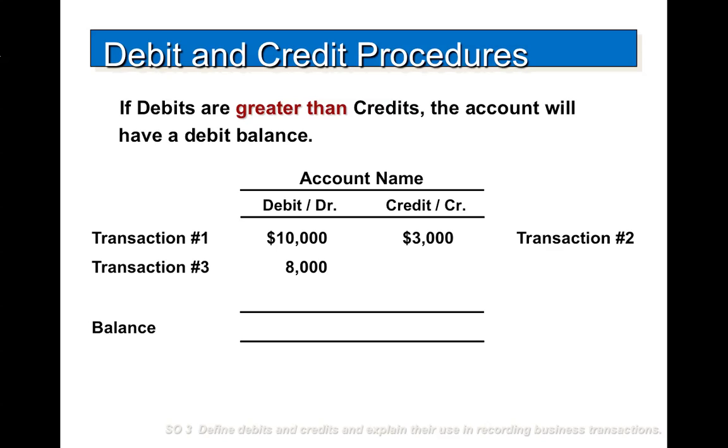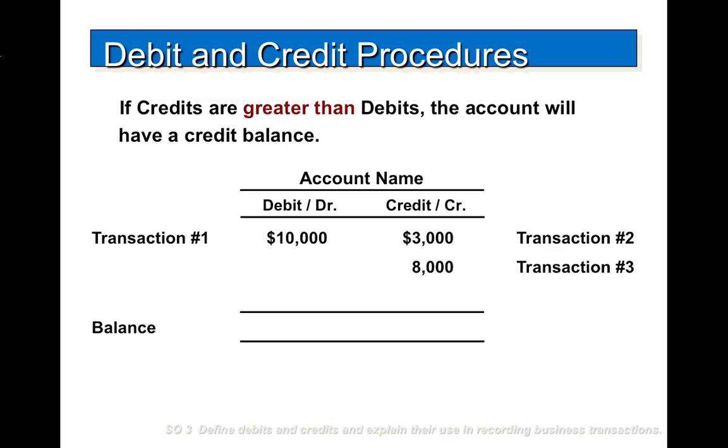Now accounts usually have either a debit balance or a credit balance. The way you figure out which one that is, you will add the two sides up, the debit side and the credit side, and then the bigger side is your balance. In this case, when you have $10,000 plus $8,000, that's $18,000, you have a $3,000 credit, so your balance is going to be a $15,000 debit.